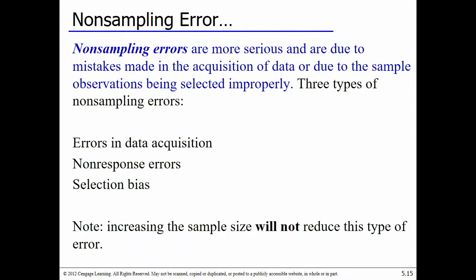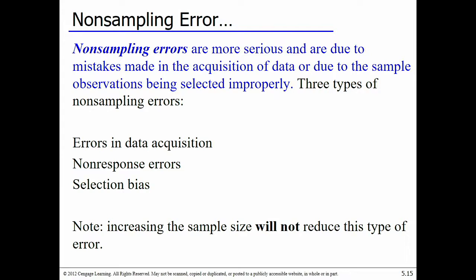Now, the other category of error is something called non-sampling error, okay? Non-sampling error. So it is problems in the way we took the sample. This isn't related to how many we sampled. This is related to the process that we utilized when we took the sample. Increasing the sample size will not reduce this type of error. It'll just perpetuate it. It'll just be more of it.